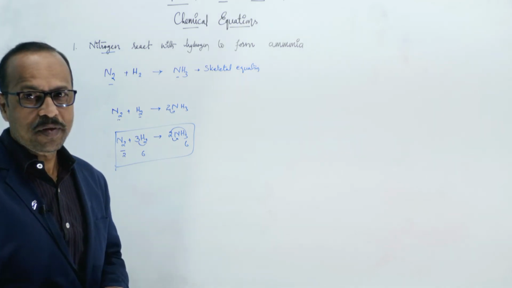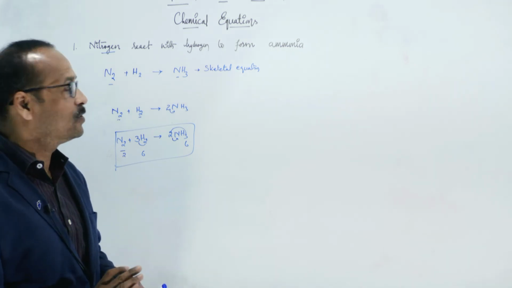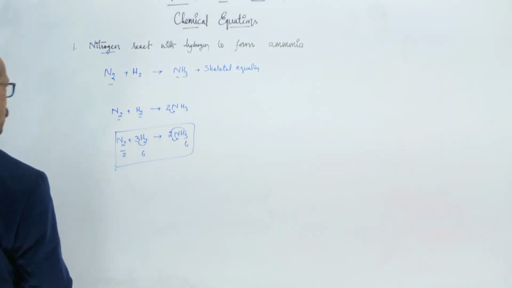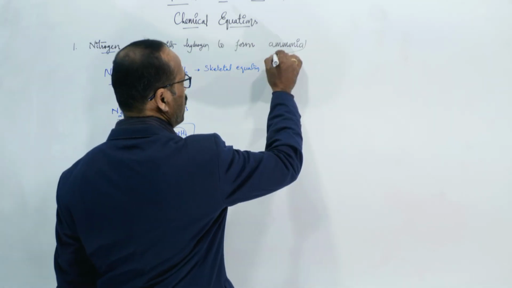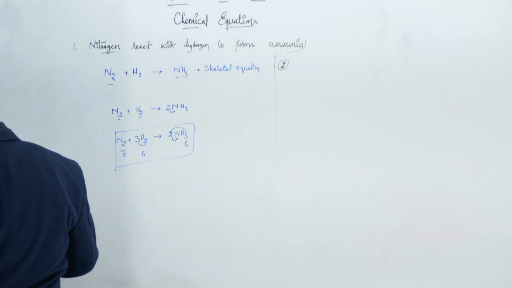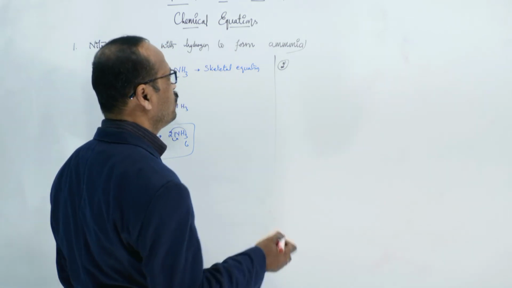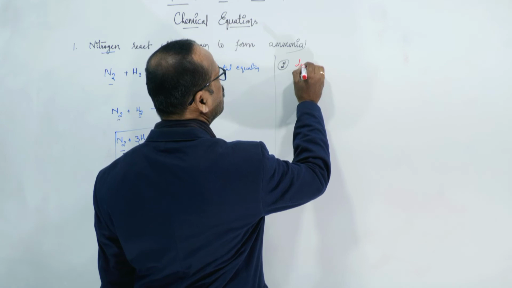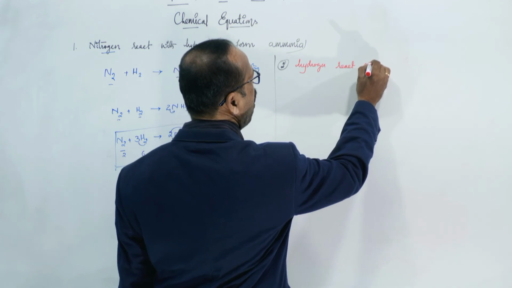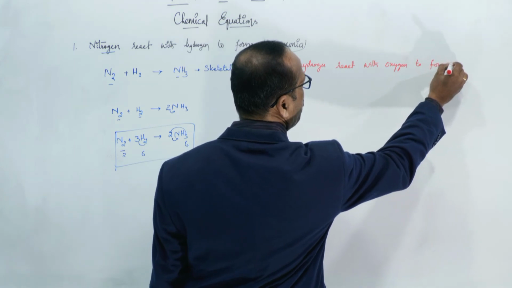Okay. So this is about the balancing of nitrogen reacting with hydrogen to form ammonia. Understood now? Chalo, one more example I'll explain to you, and with this we'll stop now. One more example we take, a simple one: hydrogen reacts with oxygen to form water.